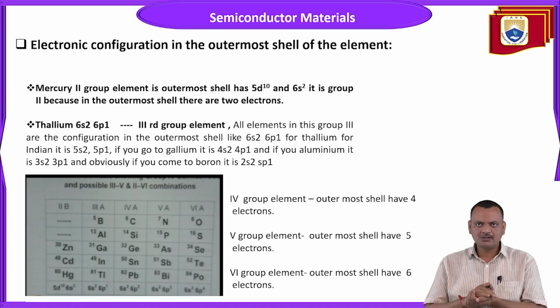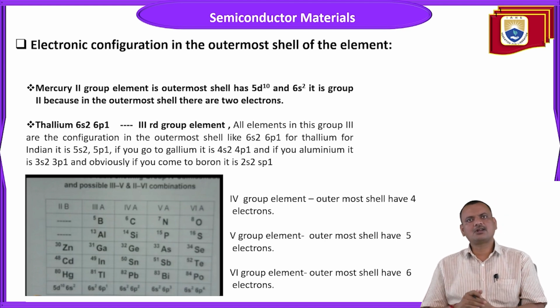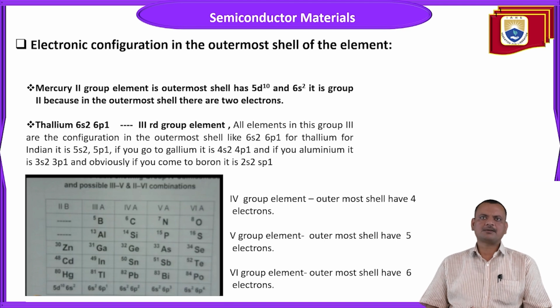So that your compound semiconductor will be stable. That's why the electronic configuration is also important, so that is written here. All elements in this third group have the configuration in the outermost shell like 6s2, 6p1 for thallium. For indium, it is 5s2 and 5p1.